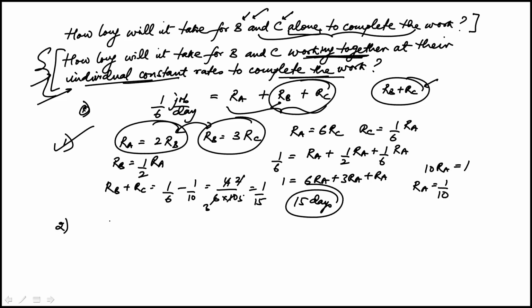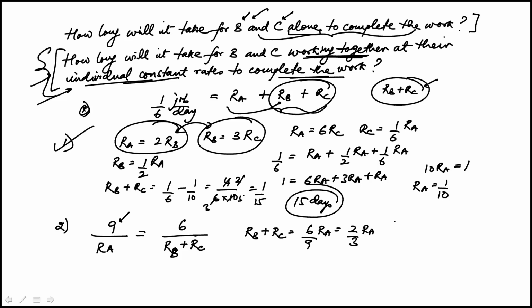Statement 2 says the time taken by A to do 9 units of work, which would be the units of work divided by rate of A, is the same as the time taken by B and C together to do 6 units of work. So 6 divided by the combined rate of B and C, and this is equal. So from this, you can see we can figure out RB plus RC is 6/9 RA, or 2/3 RA, or in other words, RA is 3/2 times RB plus RC. You'll see why I'm doing this.